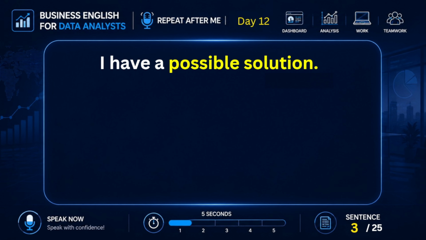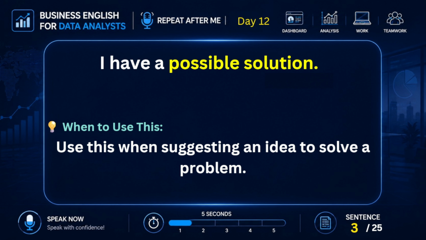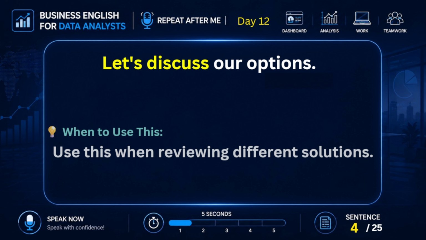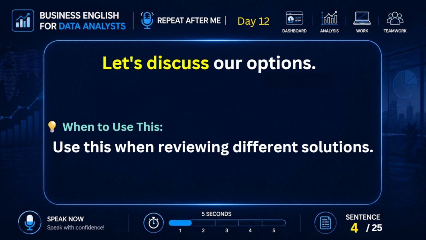I have a possible solution. Use this when suggesting an idea to solve a problem. Let's discuss our options. Use this when reviewing different solutions.